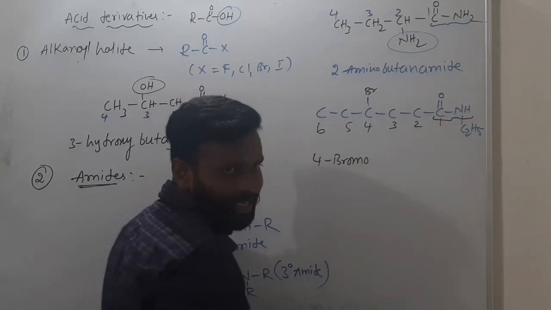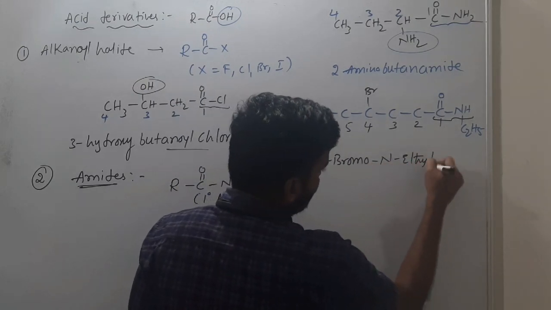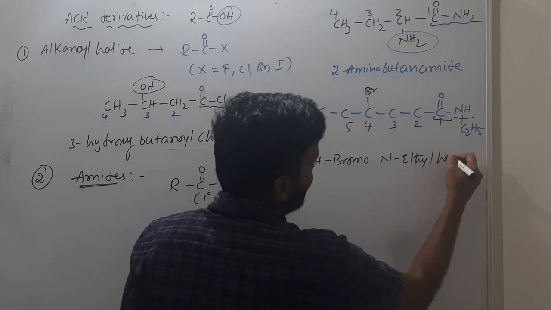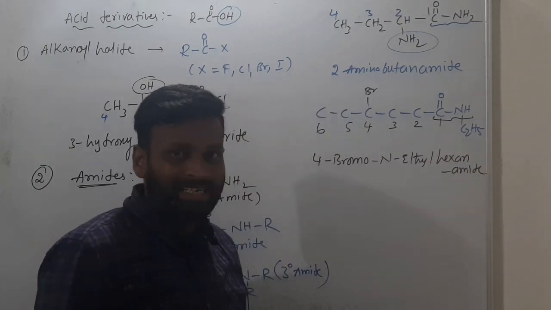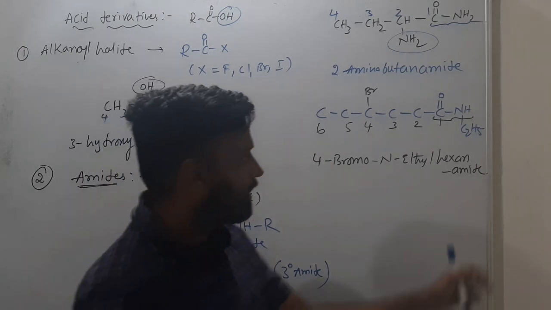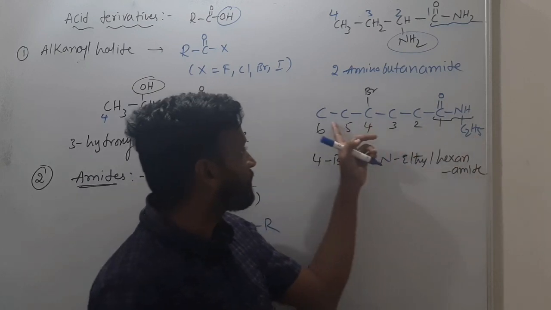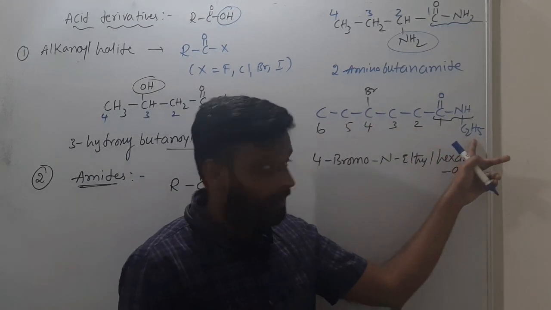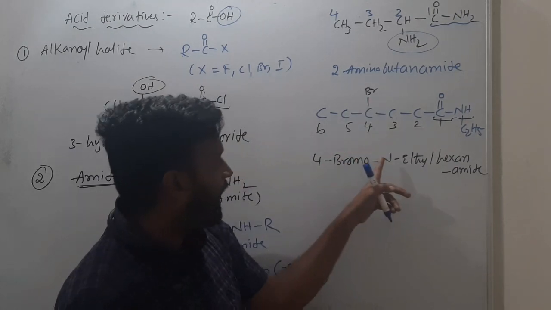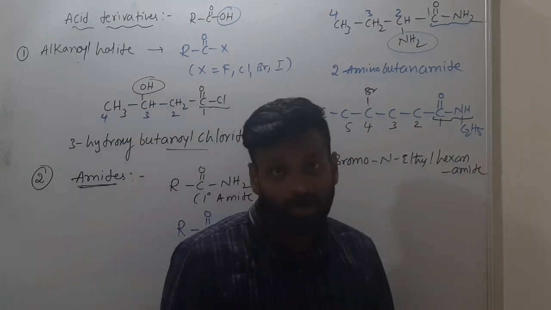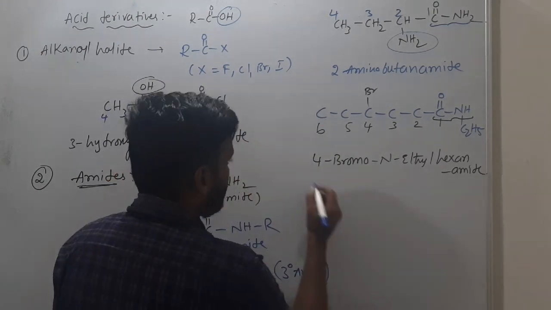For nitrogen you have ethyl, so N-ethyl hexanamide. Do you understand the difference? Why is N-ethyl written? Because this ethyl group is not attached to carbon; it is attached to nitrogen. That's why you write 4-bromo-N-ethylhexanamide. I am telling you the IUPAC names of amides are important, they'll ask you.